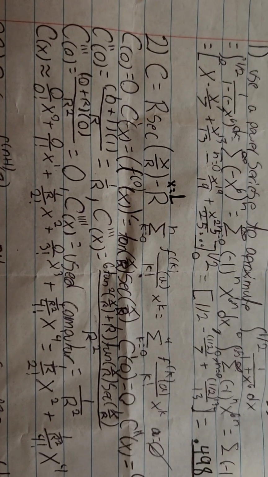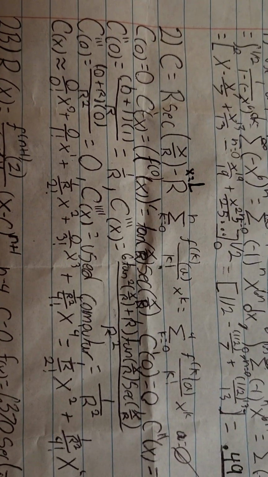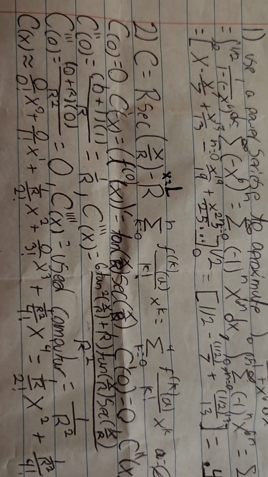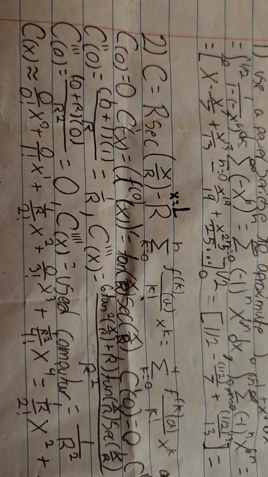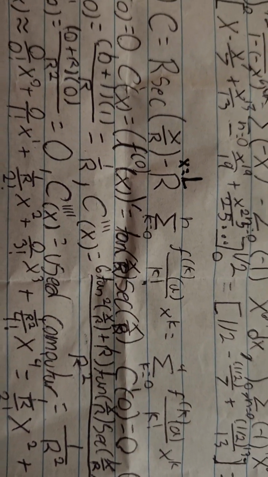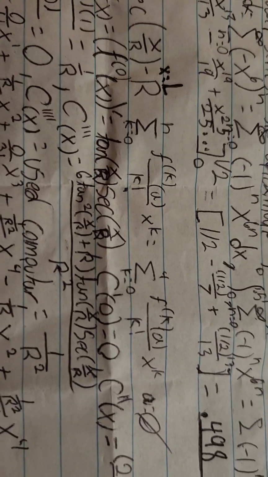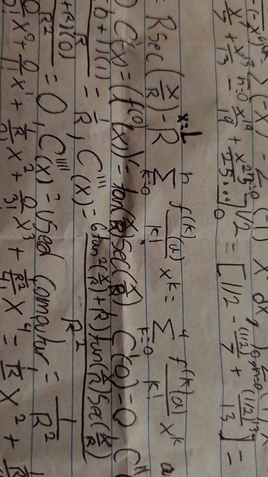Okay, number 2 tripped me up because I wrote x instead of L for this equation. So now that I know that, solving for C of 0, you get 0, because when L equals 0, the whole equation just equals 0. Finding the first derivative of this equation gives you tan x over r, but that x is supposed to be an L. That's why I made this little note here.